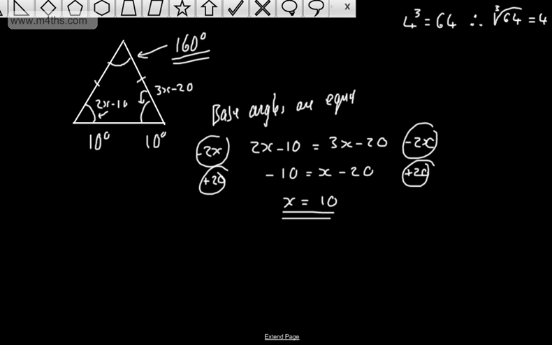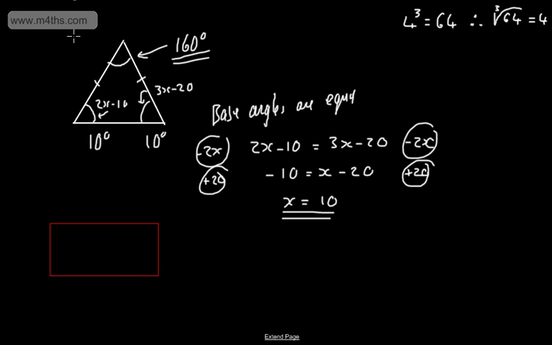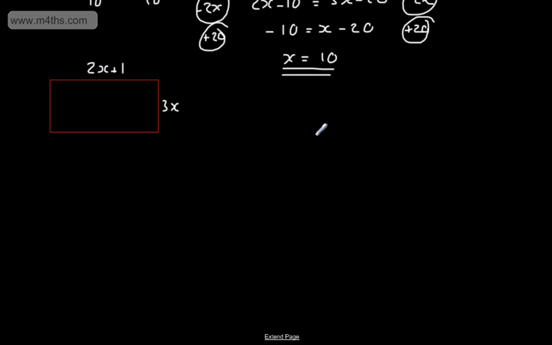Another typical kind of question is something along these lines. Let's say we've got 2x plus 1, and we've got now 3x, and we were asked to find now an expression for the perimeter of this rectangle. Something students forget to do often is write down that this is 2x plus 1 and this is 3x. So the perimeter now is the sum of all of the sides.